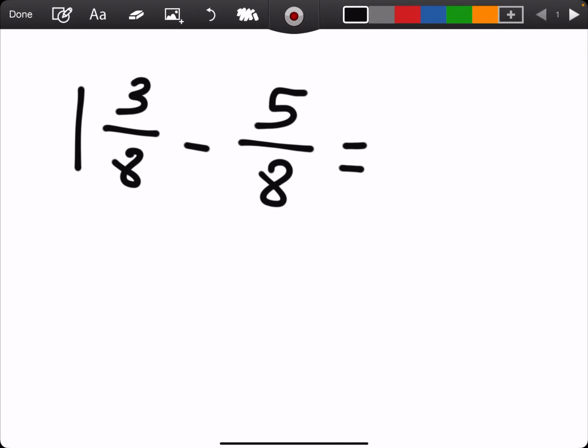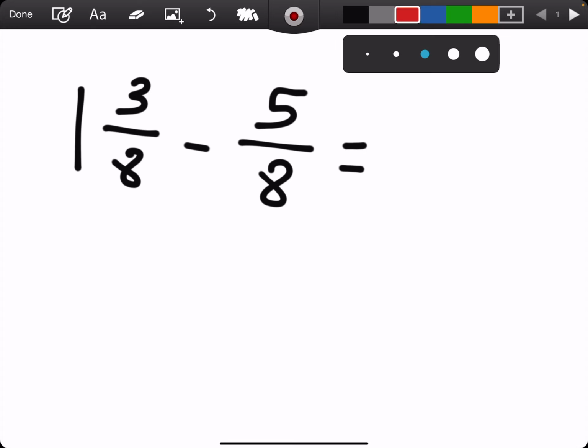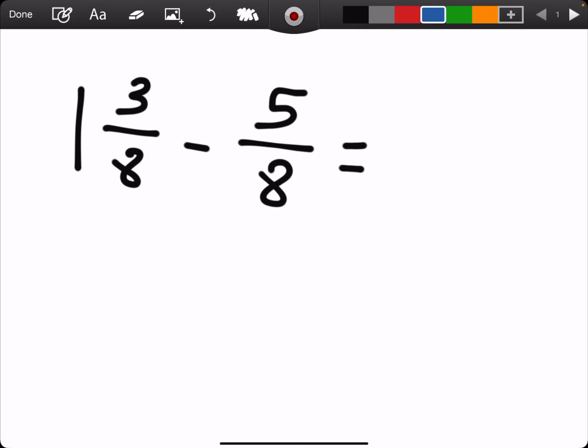Okay, so what I'm going to do here is make this video on subtracting fractions where you need to rename, okay? So if we look here, we have 1 3/8 minus 5/8. So we know 1 3/8. I can't subtract 5/8 because 3 is less than 5, right? So what I have to do is rename this 1 3/8.